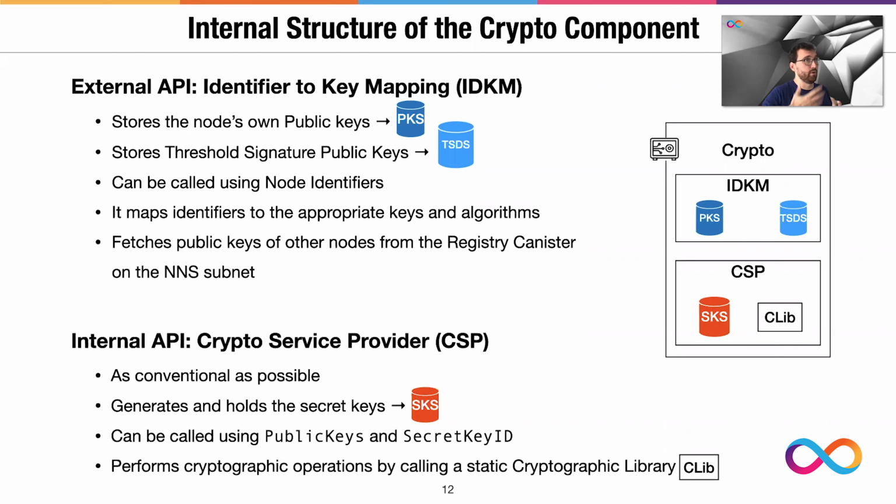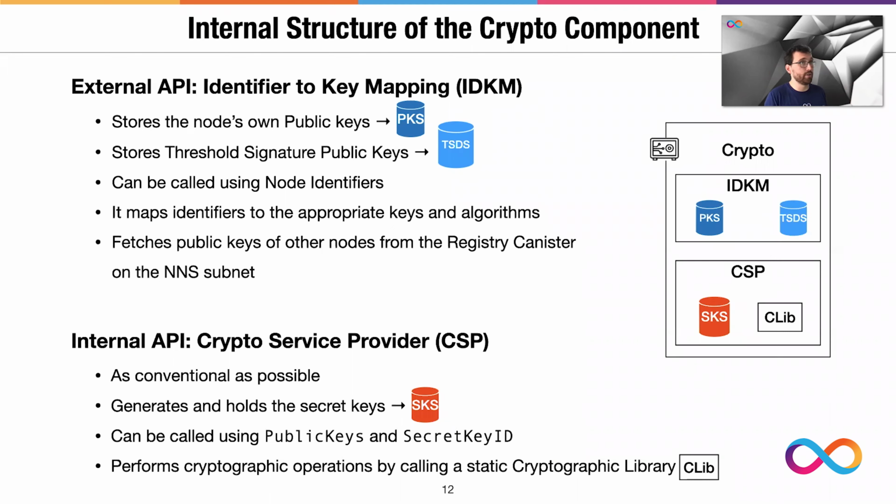However, this is just half of the story. In order to interact together, nodes also need to have available the keys of all the other nodes in the network. So if I'm trying to verify a signature from somebody else, I will also need access to these keys in some way. And the place where these keys are generally stored is actually the registry canister on the NNS subnet. So the crypto component will also need to be able to get these public keys from the registry, which is the source of truth for the keys in the system. And right, so this is regarding the IDKM.